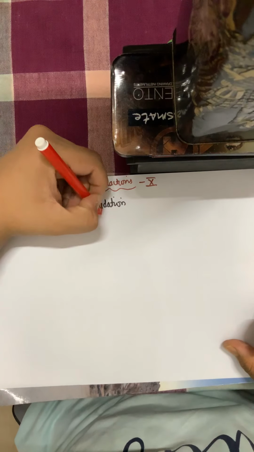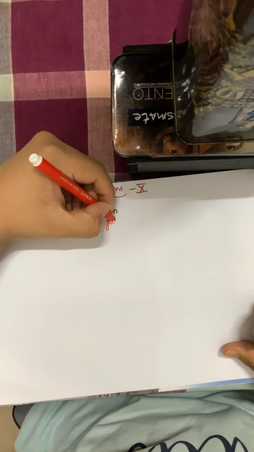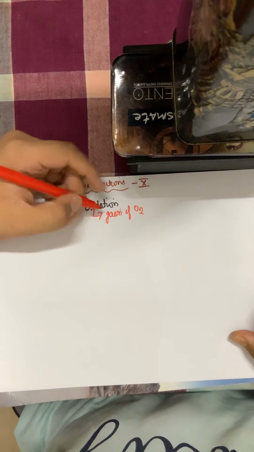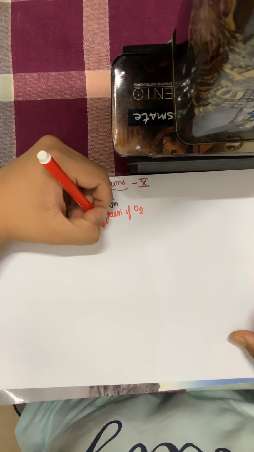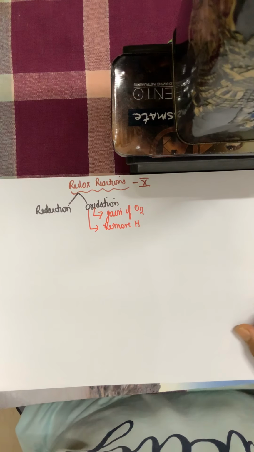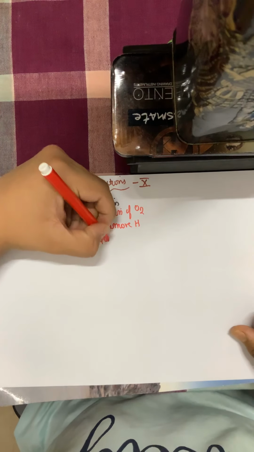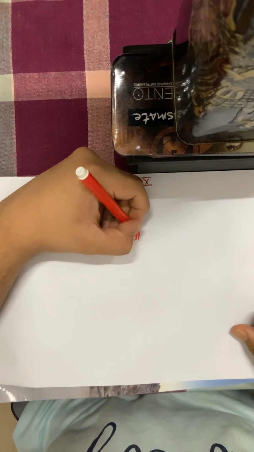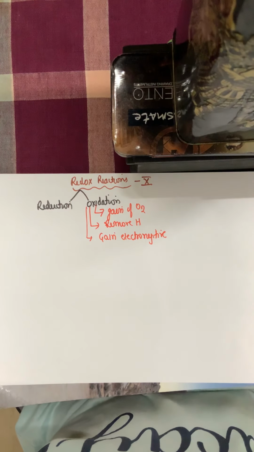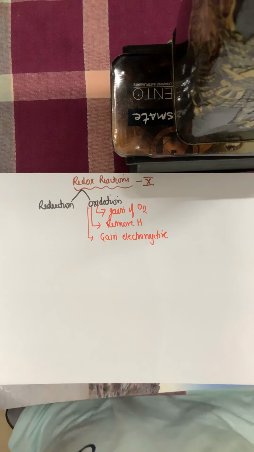Now oxidation can actually be explained in many ways, but the most basic way is gain of oxygen. Oxidation, gain oxygen, you get oxidized. The next simultaneous way is remove hydrogen. Gain oxygen, remove hydrogen. Another way to learn it is gain of electronegative element. Oxygen is an electronegative element, it's a non-metal. Gain of oxygen means gain of any electronegative element.